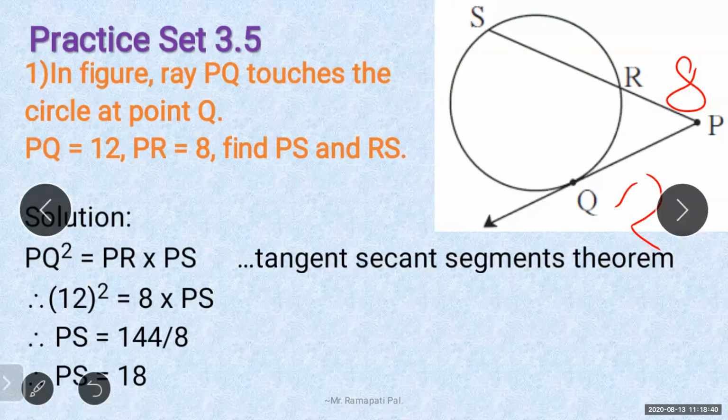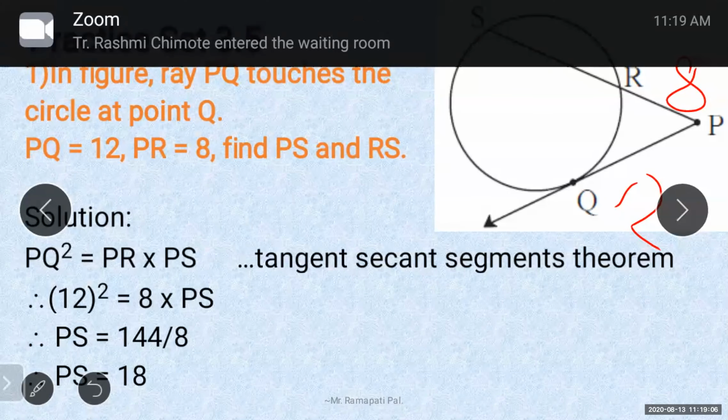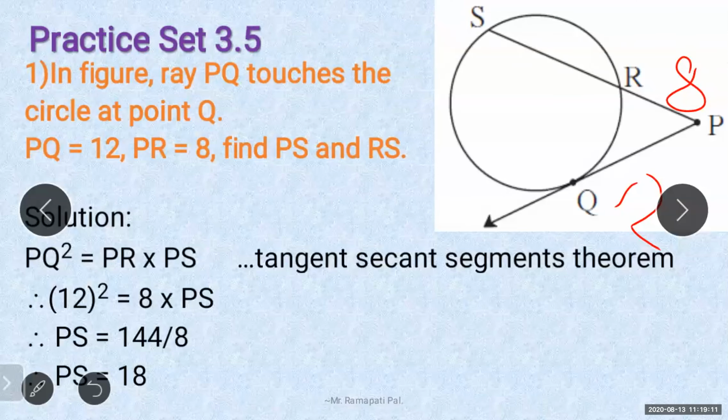Very good. Now we have to find out RS. Now how are we going to find RS? Let's see in the diagram. PS we know, correct? We have just found it. PS is 18. PS is equal to PR plus RS. We know PR, that is 8, plus RS.